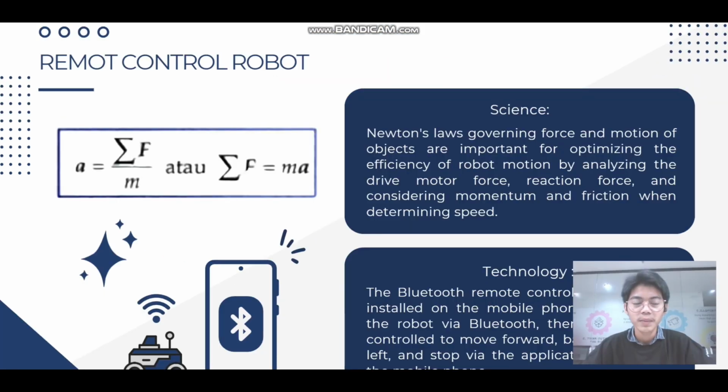The last chapter is robot control. The science: Newton's laws governing force and motion of objects are important for optimizing the efficiency of robots, by analyzing the drive motor force and action force, and considering momentum and friction when determining speed and direction.